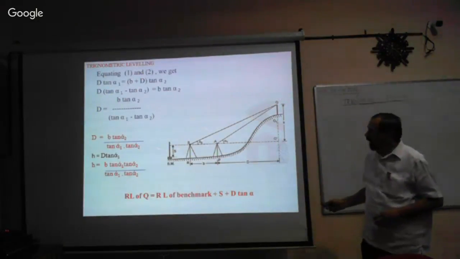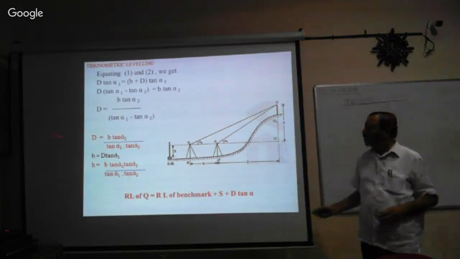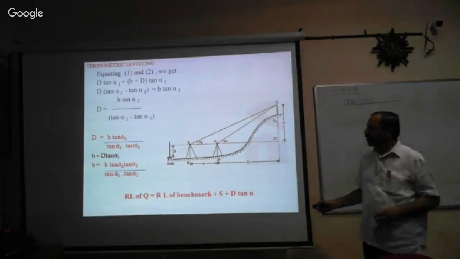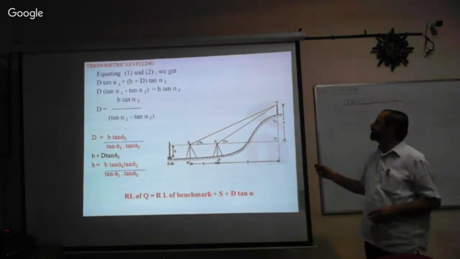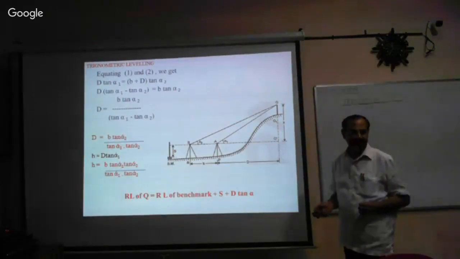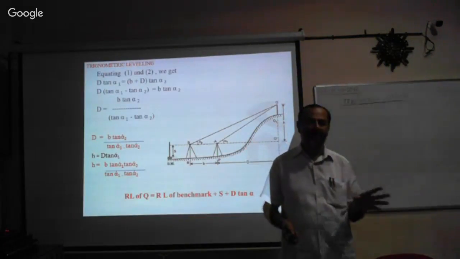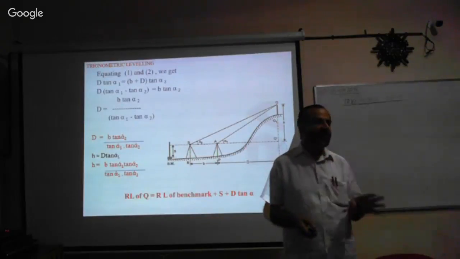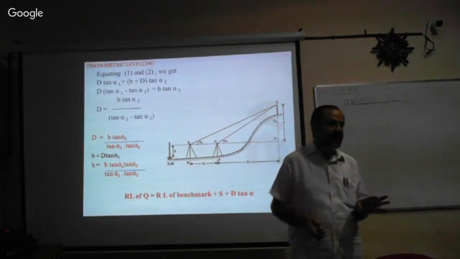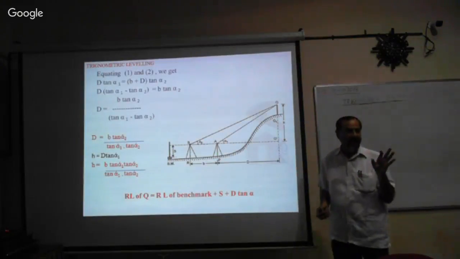Now therefore, the elevation of P is equal to benchmark plus staff reading plus H. What does it give? Elevation of Q. Now that is the first simplest process we have completed, isn't it? Now in a simple manner, I will repeat again.